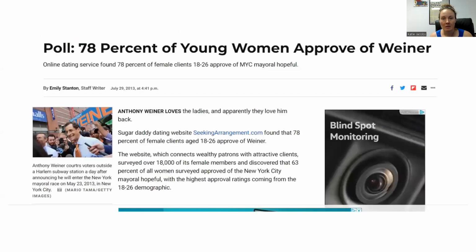But for example, this article is back from 2013. There was a politician named Anthony Weiner, and he was going to run for mayor of New York City. And there's this research that said that 78% of young women approved of Anthony Weiner, which is really interesting because Anthony Weiner at the time had gotten in trouble for sending unsolicited, inappropriate pictures to women. So if you look at this headline, you see, oh, 78% of young women approve of him, and that seemed kind of counterintuitive.